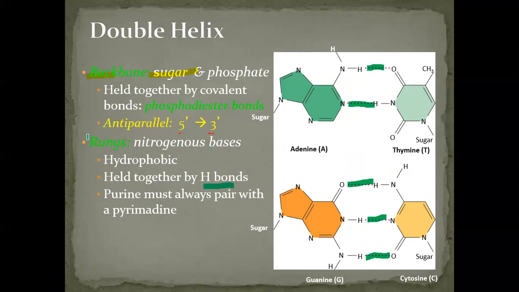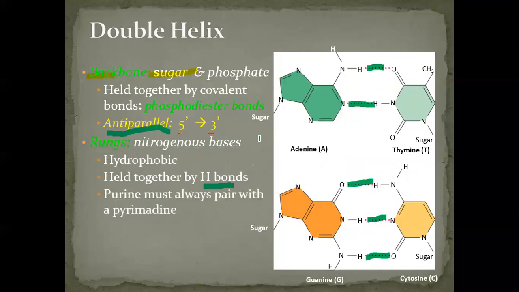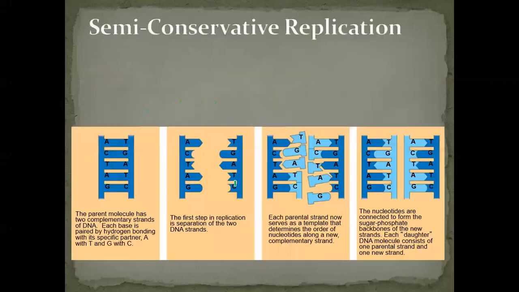One other key term here is anti-parallel: one side of the DNA is going to be upside down in relation to the other. We'll talk more about the anti-parallel structure in the next video. But just remember being able to identify your 3' and 5' carbon.